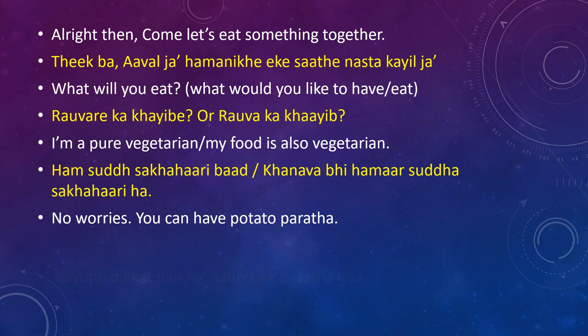So how do we say that in Bhojpuri? Kauno dikkat nahi khe. No worries, no problem at all. Kauno dikkat nahi khe. Aluwa ka paratha lela. Aluwa means aloo ka. How do you say aloo ka? Aluwa ka. Paratha lela. Please have or take aloo parathas.